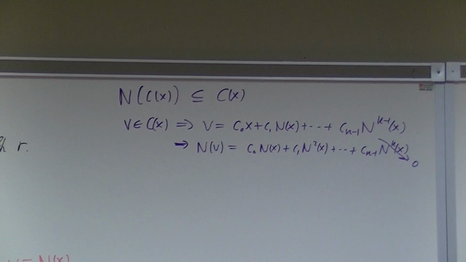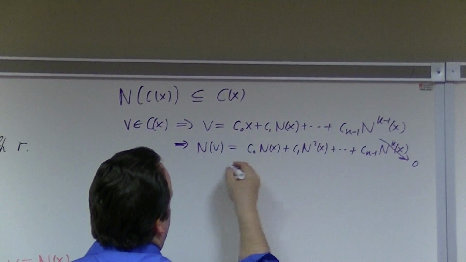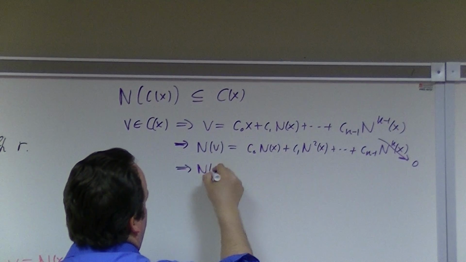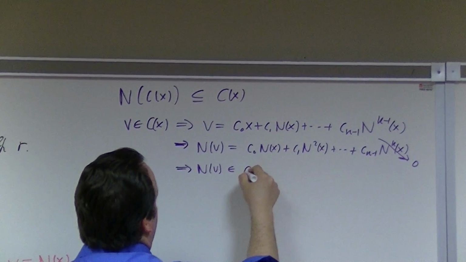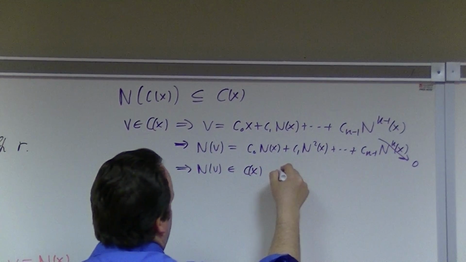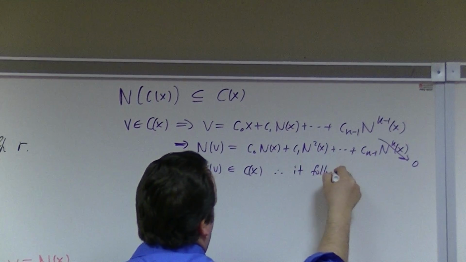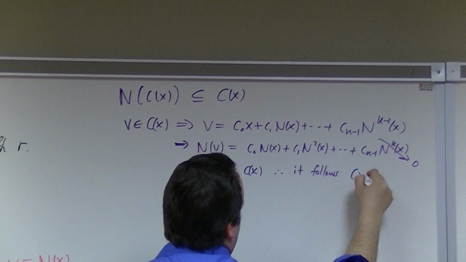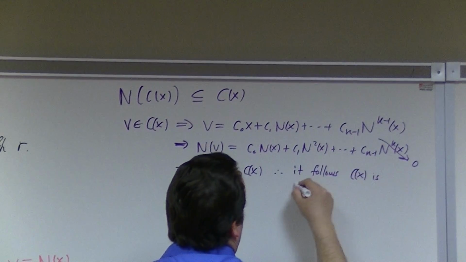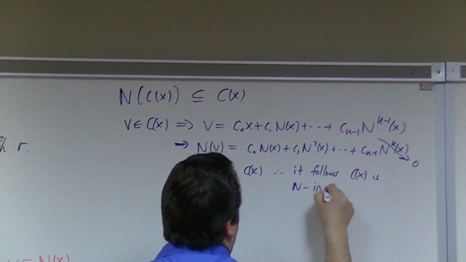this cycle generated by x. So, of course, n of v is an element of C of x. So therefore, it follows that C of x is an invariant subspace, right?